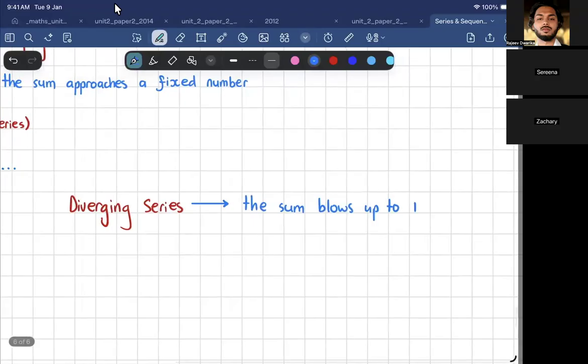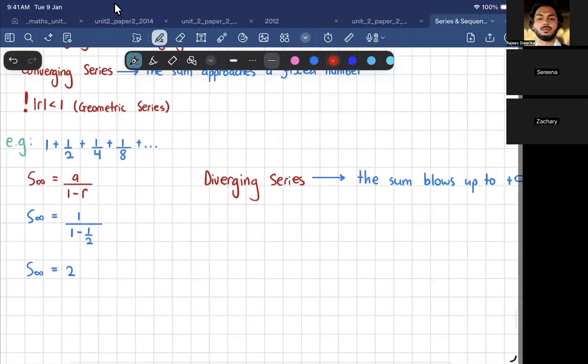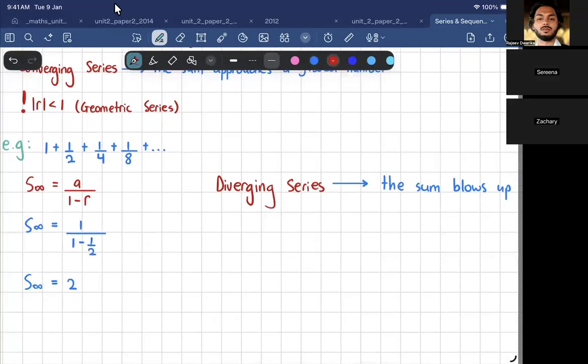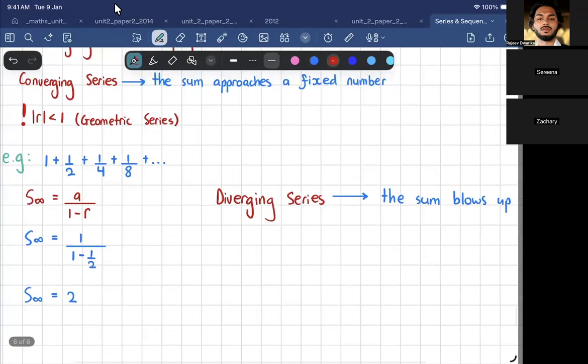Right. So the sum blows up to either positive infinity or negative infinity. All right, so Serena, a convergent series happens when R is less than 1. So where do you think a divergent series would happen? When R is more than 1. Exactly. So when the magnitude or the modulus of R is more than 1.